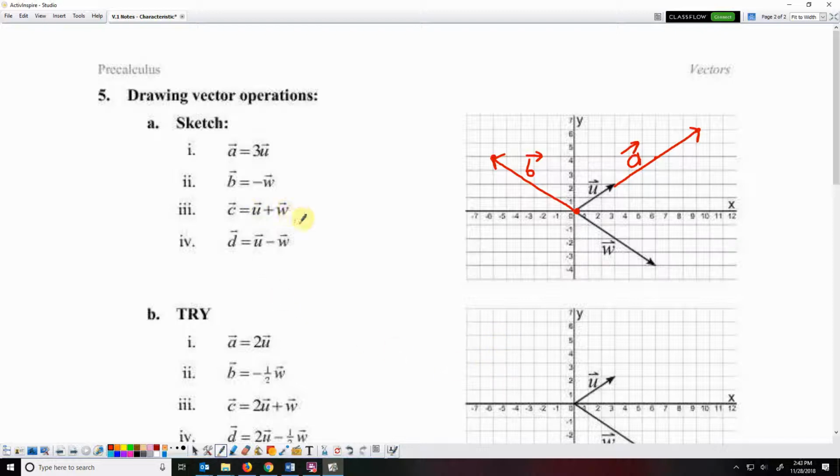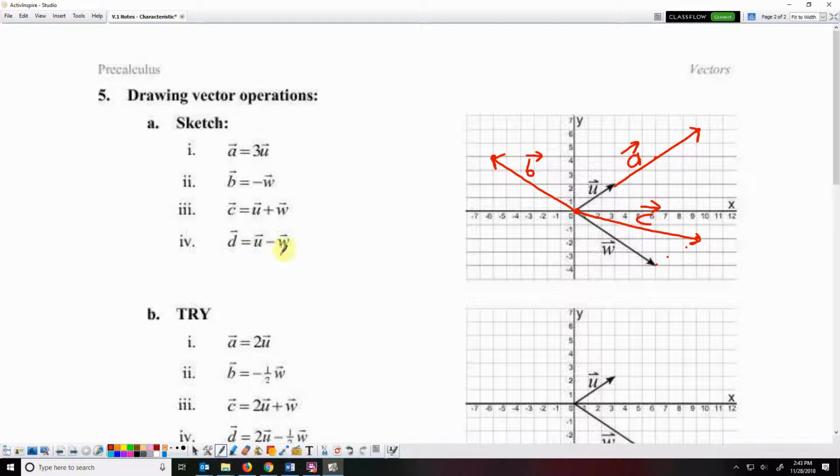C is vector u plus vector w, so I need to string those two vectors together. I'm going to leave w right where it is, and I'm going to take u and slide it down here. So vector u is right 3 and up 2, so from down here I'm going to go right 3 and up 2. And from the initial tail to the final head is vector u plus vector w, and that's called vector c.